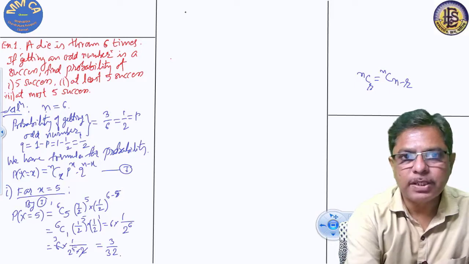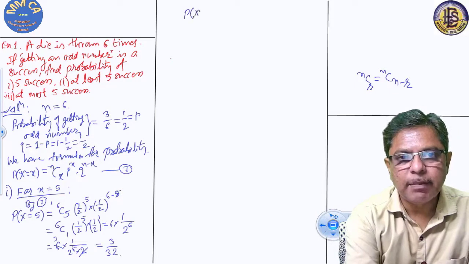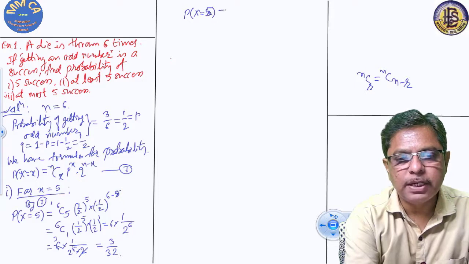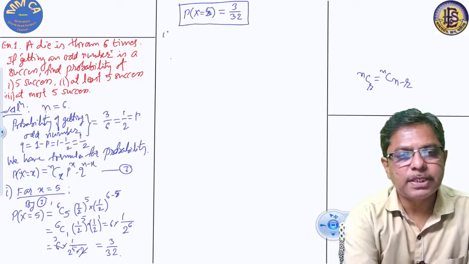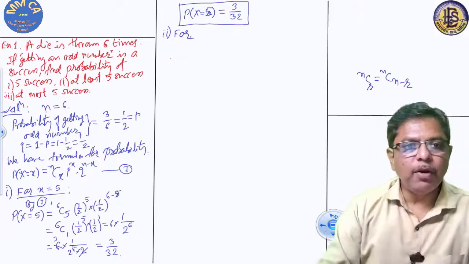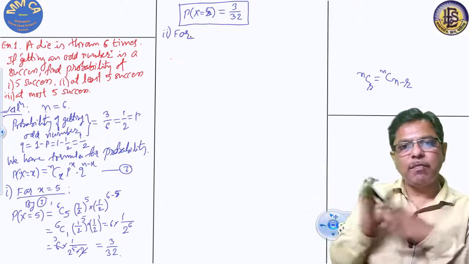So we got the first answer. Probability of capital X is equal to small x, it is 5, is equal to 3 divided by 32. This is the answer of the first question. Now we'll go for second. For this we have to find the probability of at least 5 successes.